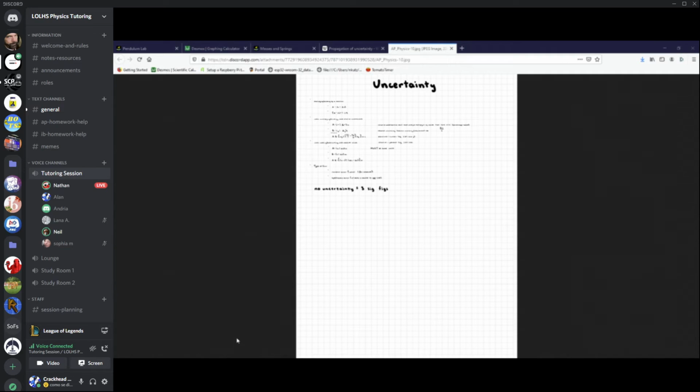Oh. And it does say in the rubric at the bottom, it says uncertainties are recorded, and it says spring constant uncertainty is found correctly. So yeah, you do need the numbers.